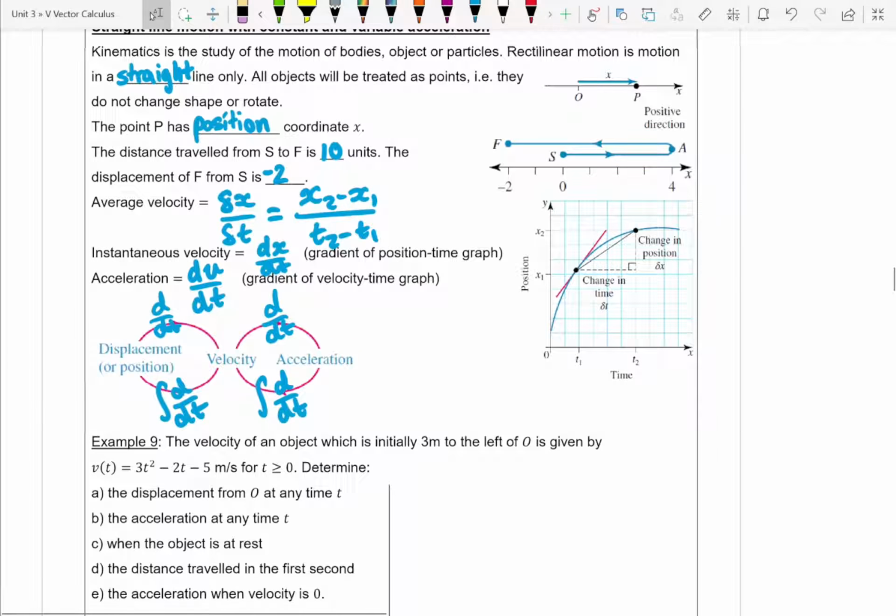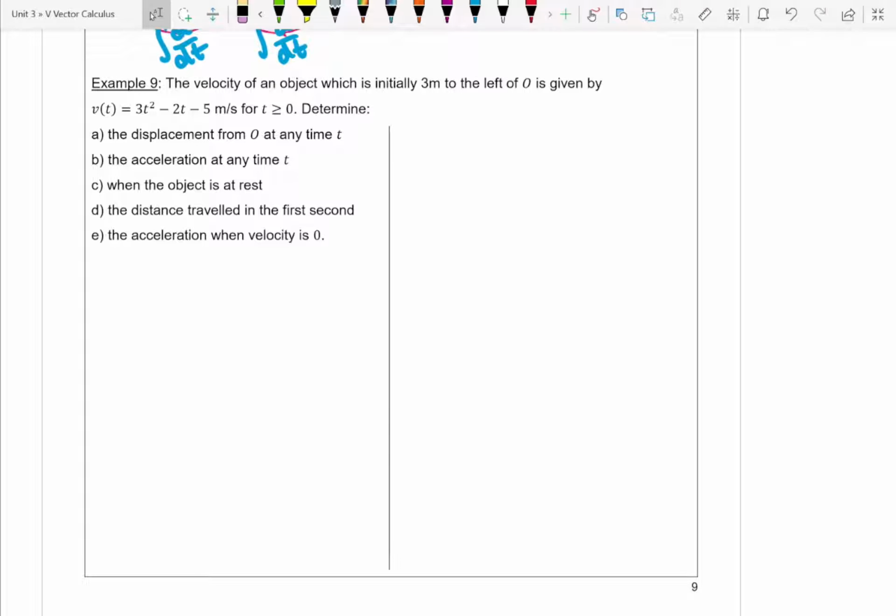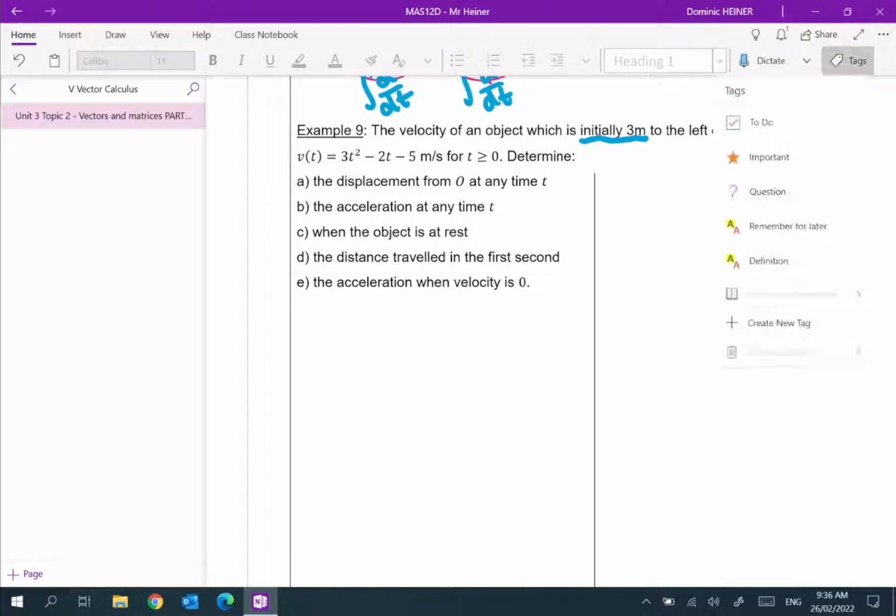So we're given example 9. The velocity of an object, which is initially 3 meters to the left of O, is given by v(t) = 3t² − 2t − 5 meters per second for positive values of t. We want to determine the displacement from O at any time t. So just reading this question, I want you to think about what is this initial 3 meters telling us? It's our clue as to what our constant of integration is. It's the information that they've given me to solve for c. So I'm going to put that in the forefront of my mind and then come back to it when I need it.